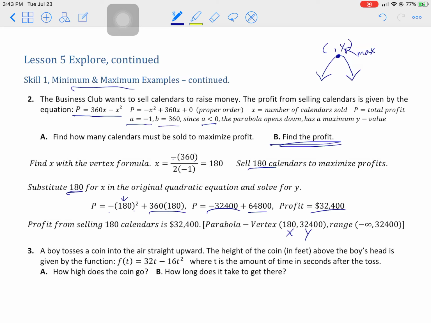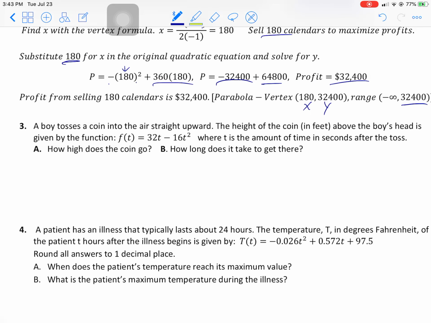So let's do a couple more of these. All right, so the boy tosses a coin into the air straight up. Sometimes it helps to draw a little picture. He's going to throw something up, and it says the height of the coin above their head is this function, where t is the amount of seconds after the toss. So instead of x, you have a t, okay? Instead of y, you have f of t. That's the function notation they're using for this one.